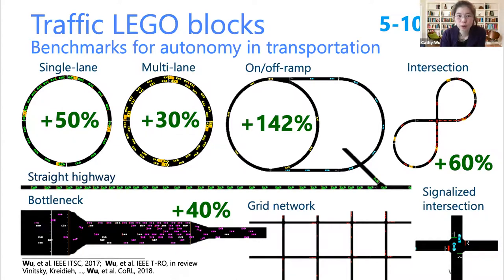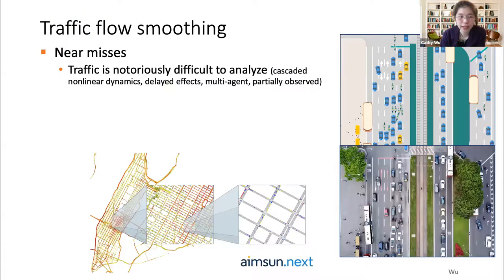Okay, so what are some near misses? Traffic is notoriously difficult to analyze. Some of the reasons for this are that you can think of it as a set of cascaded nonlinear dynamics, where you have a vehicle, which is a nonlinear system already, that is followed by another vehicle. And so the dynamics of this vehicle affect this vehicle. So it's a cascade of nonlinear dynamics, plus the traffic light is also a nonlinear dynamical system. And pedestrians are also nonlinear dynamical systems. And so are the bicycles and whatnot. And this whole thing is the traffic system.